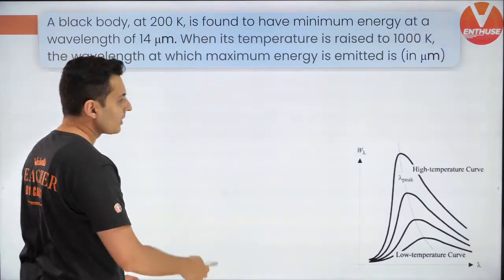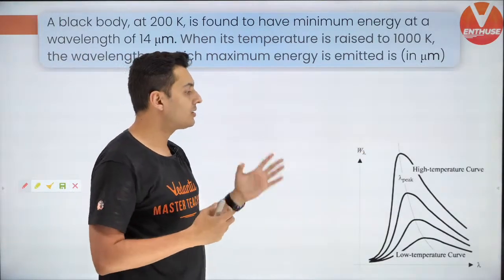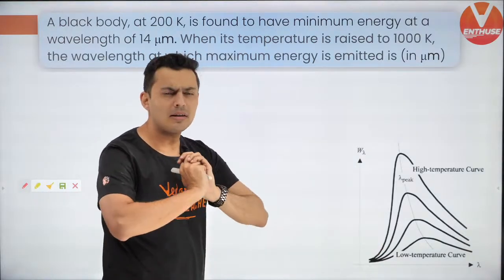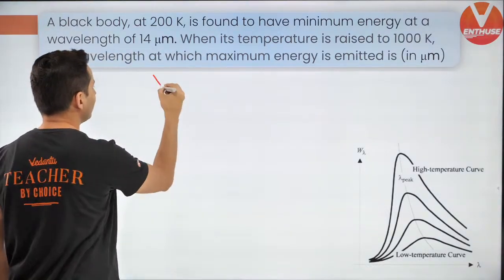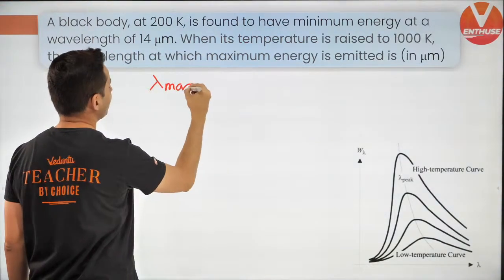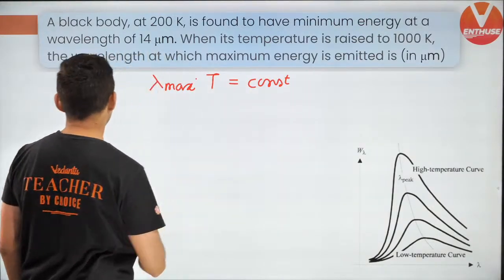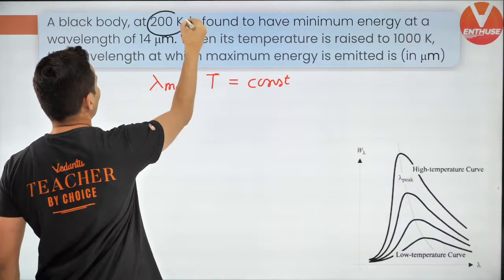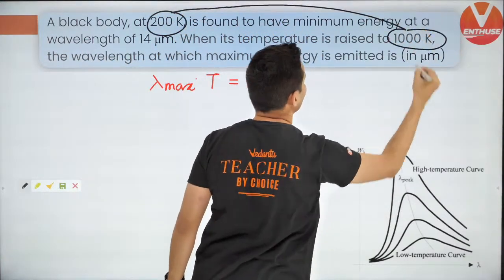It says the energy which comes out from a radiation depends on the temperature, and there is a certain wavelength which is emitted the most at a particular temperature. That wavelength which is emitted the most multiplied by the temperature is a constant. Is that right? Now if you notice, the temperature before was 200 and it has been taken to 1000 Kelvin.